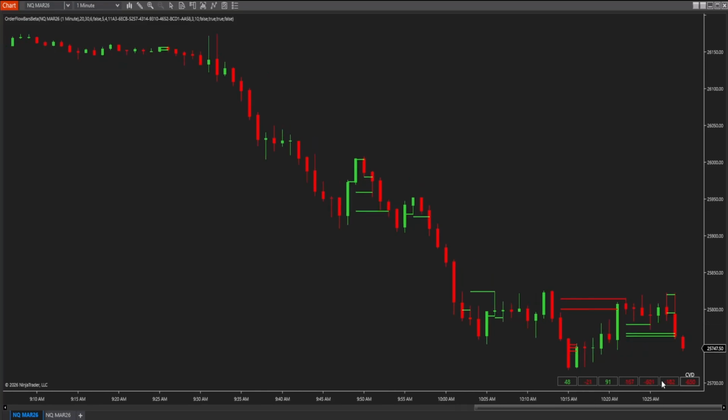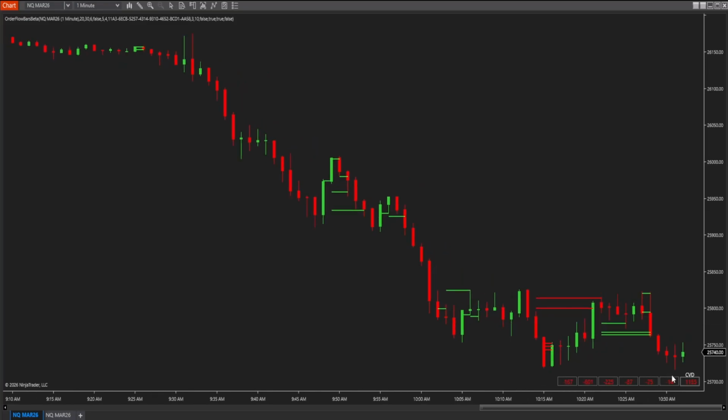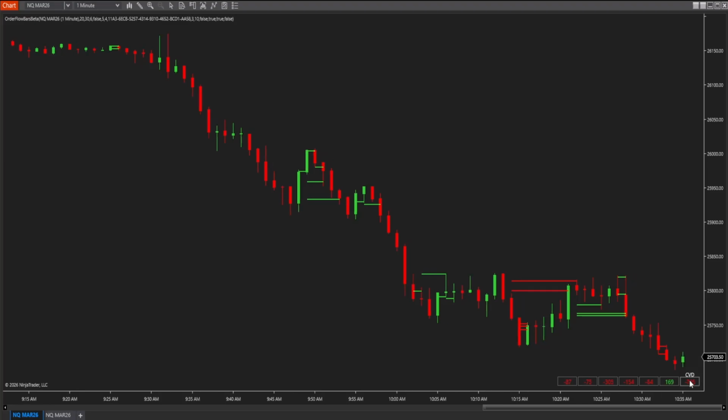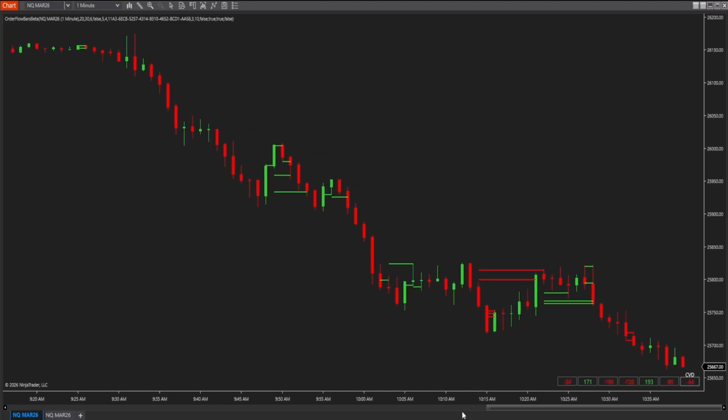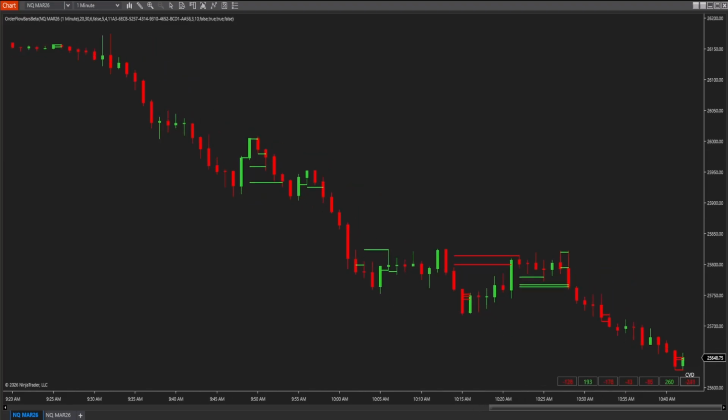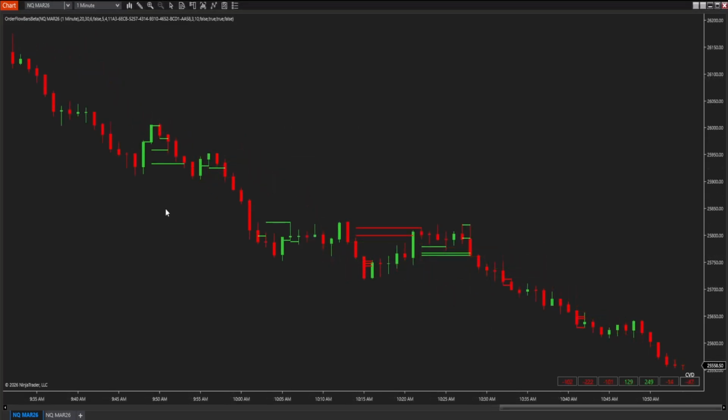Now, I'm going to be working on this and changing it. I'm going to be adding the cumulative volume delta to the current delta. That'll probably be on the next rebuild. I need to go over how the stacked and balanced areas work.